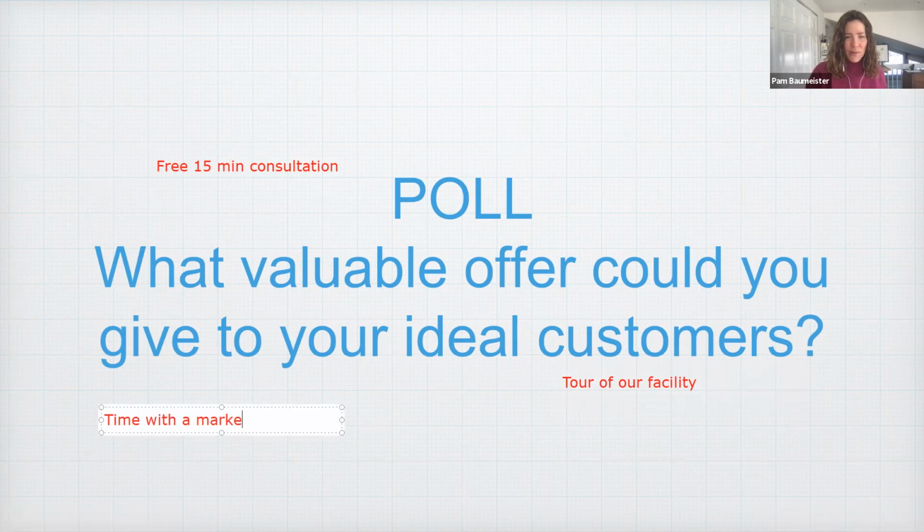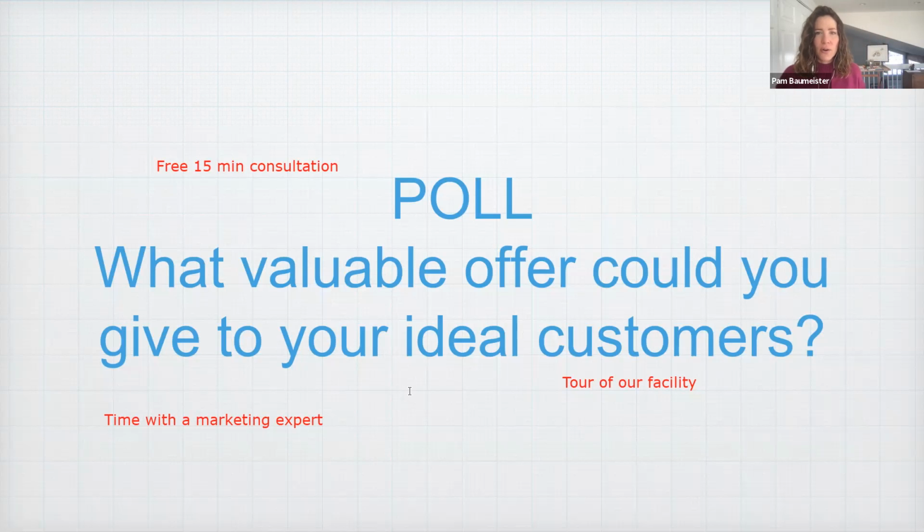Oh, looks like somebody posted in the chat, Rachel, a kid shirt with adult shirt or $10 off a $100 purchase, I guess. So kid shirt with adult shirt would be like a buy one, get one kind of a thing. That seems like that would be a cool offer. And then time with a marketing expert. Yeah, that's a great idea.